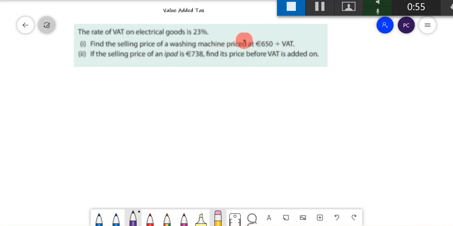Now, that will also have to include a 23% VAT as well. So we have to get 23% of this and add it onto it to get what's known as the selling price. We're trying to work out what the selling price is. So the first thing we need to do is figure out what 23% of this quantity is. We're trying to work out 23% of 650.